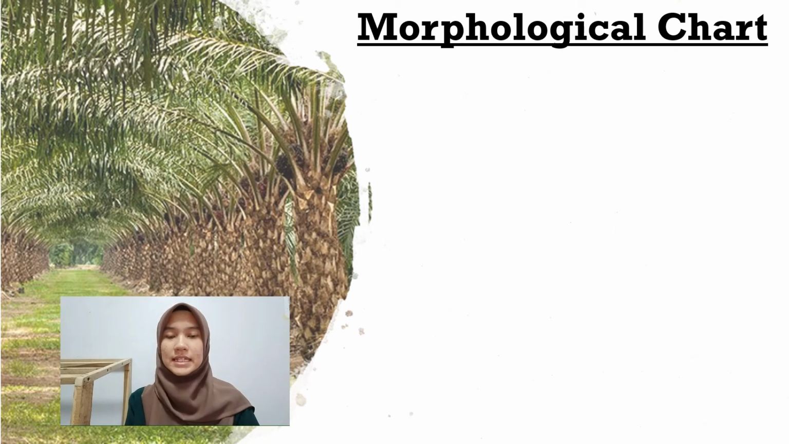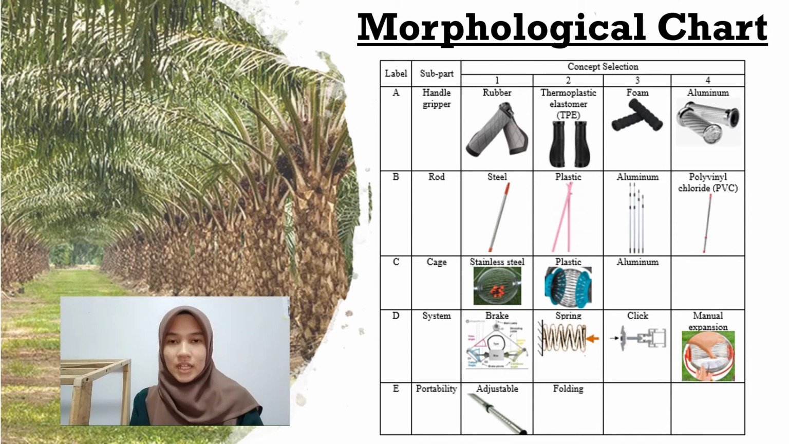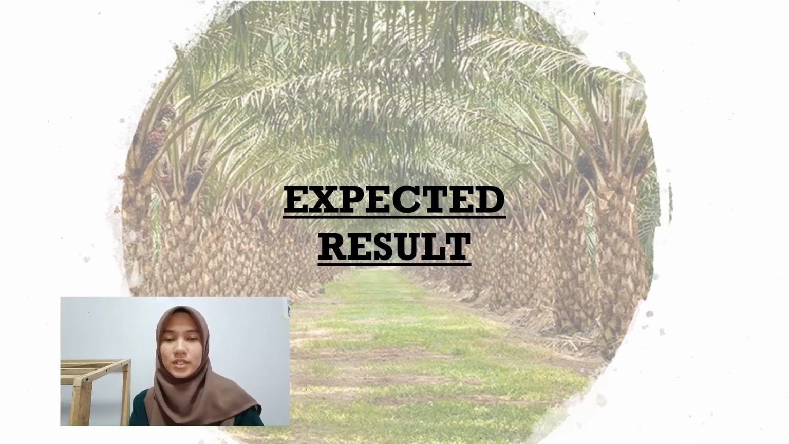After that is the morphological chart. The table shown indicates the subcomponents of the collector, which are handle, rod, cage, systems, and portability features. Several selections of the concept were proposed on the table. Then, the material or system will be chosen after some consideration. So now we come to the next slide, which is expected results.